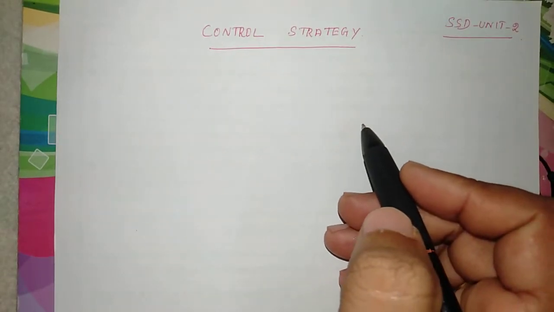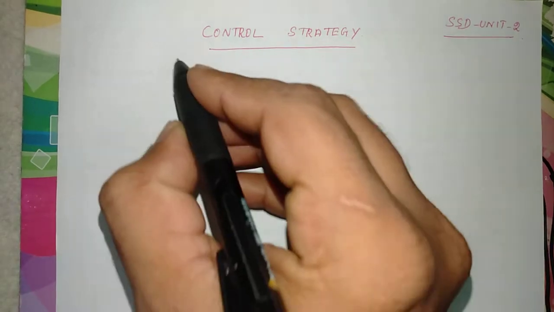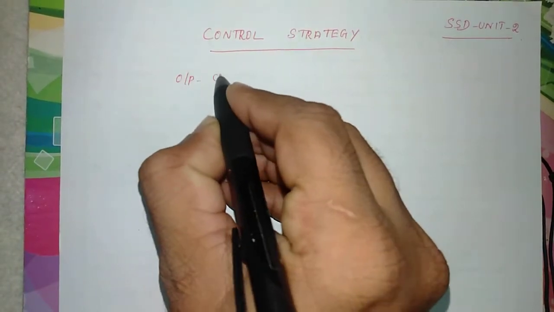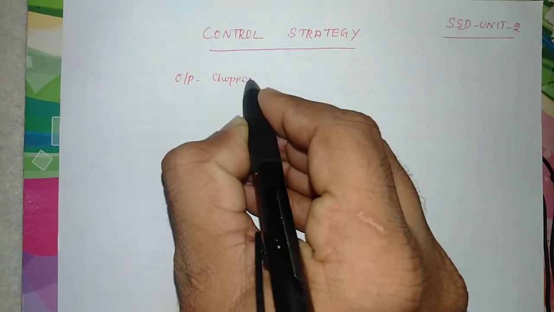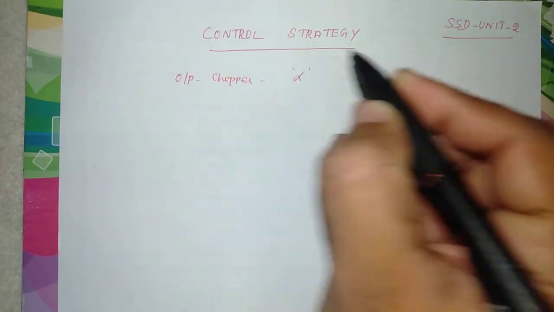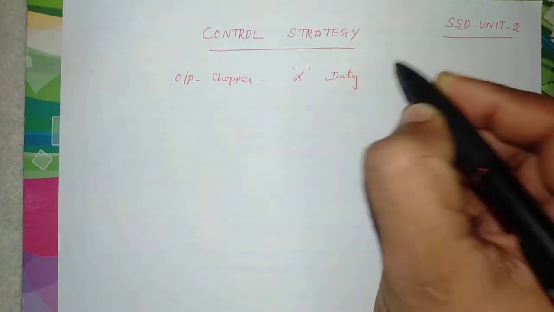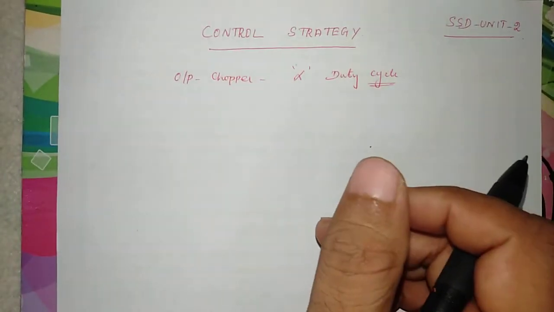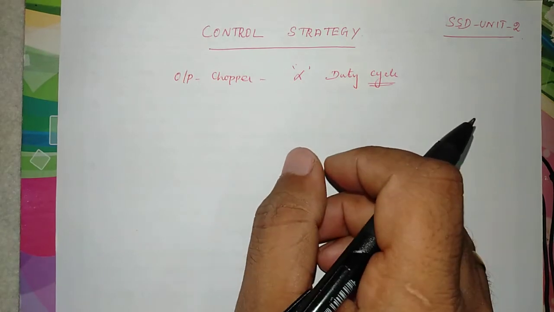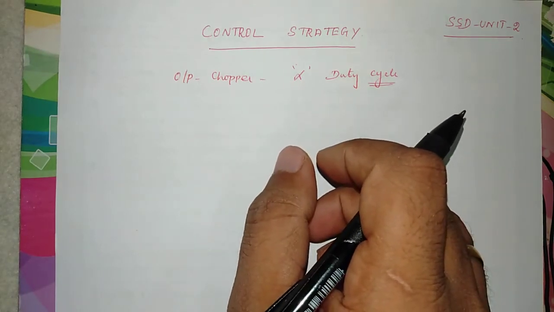The output voltage of chopper can be controlled. How? By varying the alpha value, that is the duty cycle. By varying the duty cycle, we are controlling the DC drive. How can we make the duty cycle in this chopper?